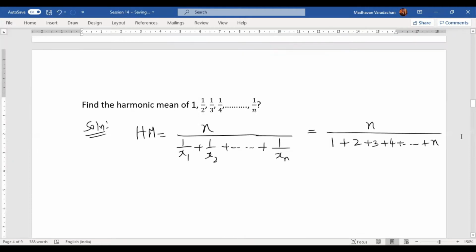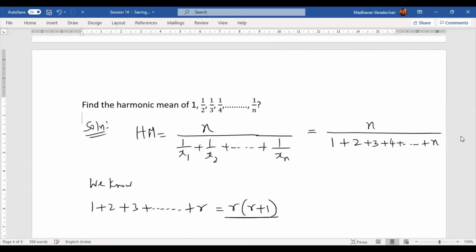Now, let us consider this formula. I'll say we know 1 plus 2 plus 3 and so on up to r is nothing but r into r plus 1 divided by 2. So we are going to use this formula here.